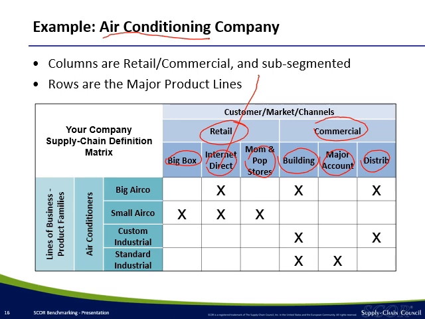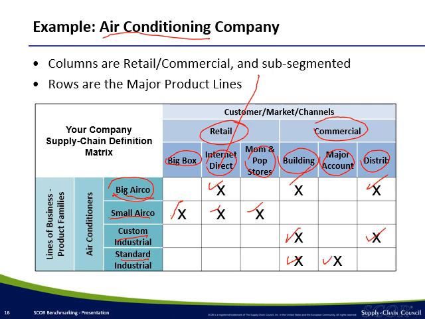And for the product, it's divided into big air conditions, small air conditions, custom industrial air conditions, and standard industrial. And then from here, we find how do we sell this one? We sell it using internet for building and from distributors. How about the small air condition? We sell it in this way, that way, and that way. How do you sell the custom industrial? We sell it like this and like that. How do you sell the standard industrial? Like this and like that.